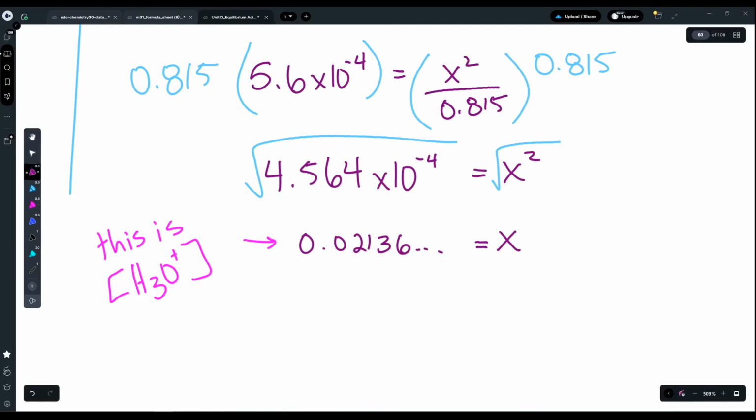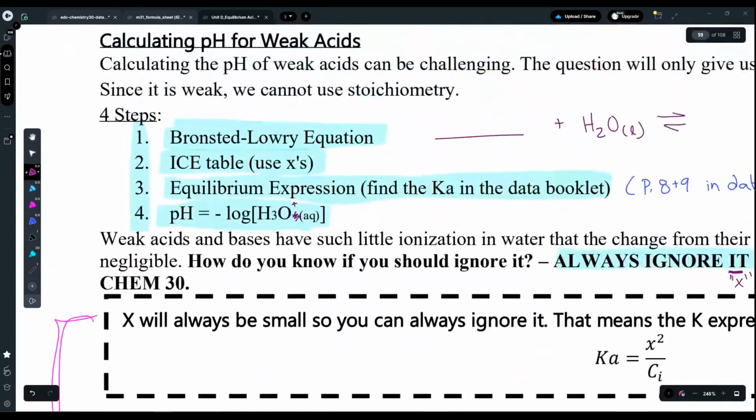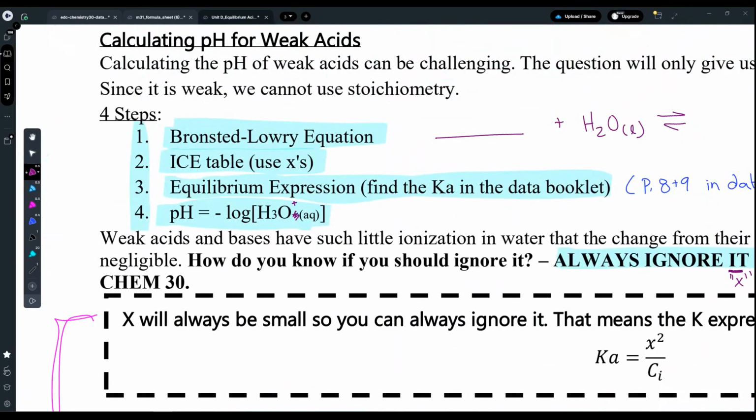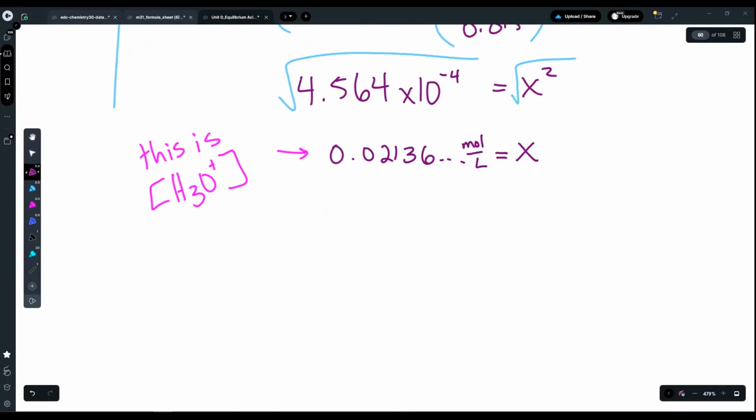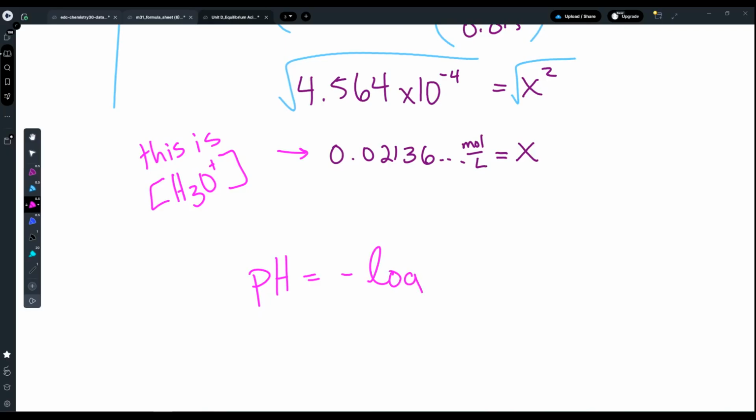So then I'm going to write the units of moles per liter here. But we're not done just yet. We just finished step 3, so now we need to do step 4. We're using this equation, which you need to memorize: pH is equal to negative log of the concentration of hydronium. So start out with our formula, then we'll plug in our number.